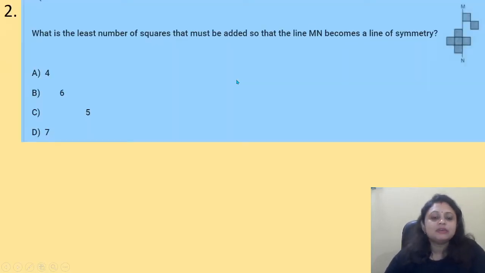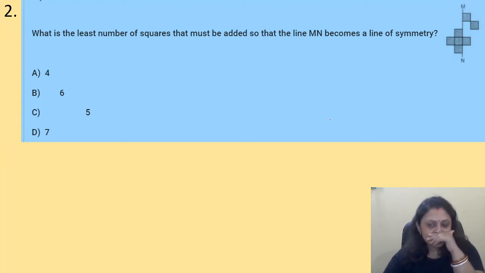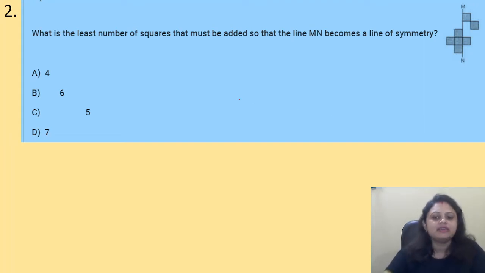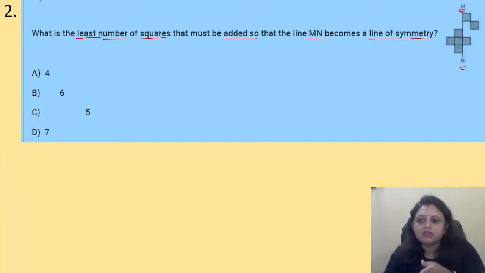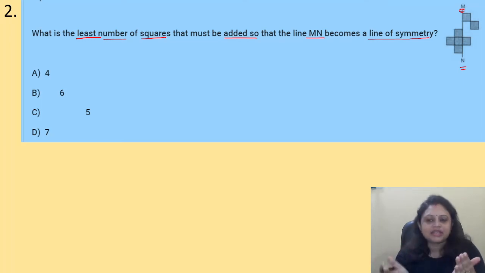What is the least number of squares that must be added so that the line MN becomes a line of symmetry? Option A 4, B 6, C 5, D 7. So in the question it is given what is the least number of squares that must be added so that the MN becomes line of symmetry. So MN, you can see here M and N is there. So for MN to become the line of symmetry, we should have the same type of structure on both sides. Okay, and for that we need to add some squares in the given picture.